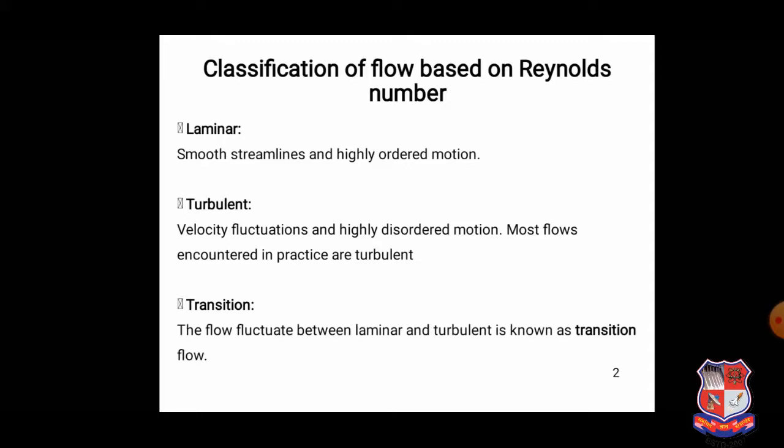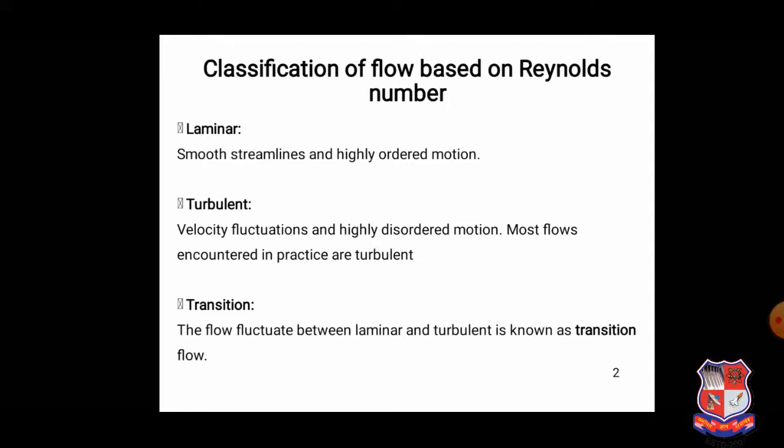Whatever we have discussed previously is the classification of the flow in the pipe. Now we are going to discuss the classification of the flow based on the Reynolds number. So first is the laminar. I already told you that laminar is that type of flow in which the flow has a well defined path and the flow lines are parallel to each other, the streamlines are smooth and the motion is highly ordered.